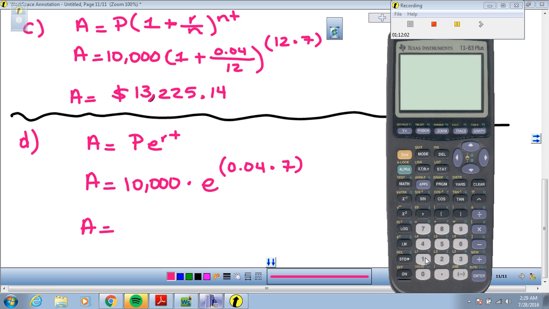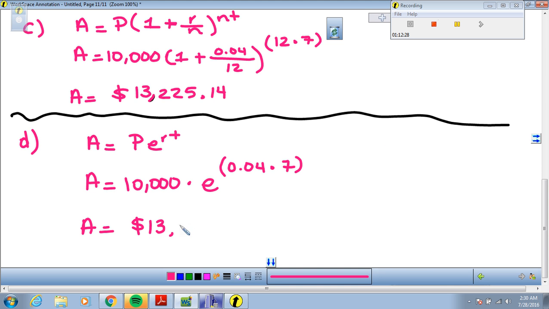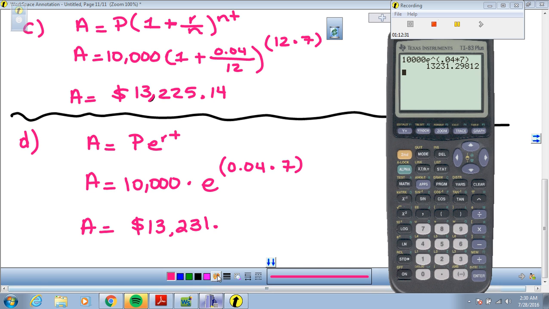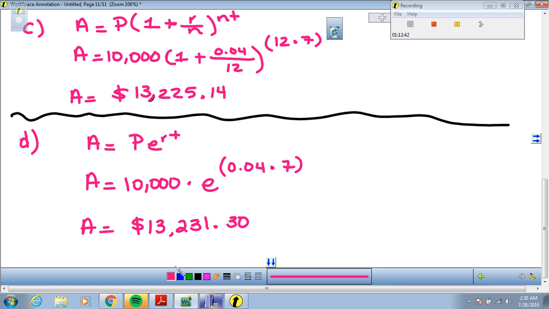So we put this in the calculator. 10,000 times E. You may hit the times button or you may not. It's the same. If you just put the E right next to it, the calculator knows that it has to do a multiplication. 0.04 in the exponent times 7. Close the parenthesis. 13,231. Rounding to cents, 0.29. After the 9 there's an 8, so the 9 should go to the next digit, but it would be 10, so 30 cents. Okay.